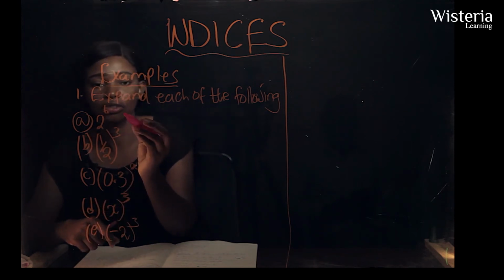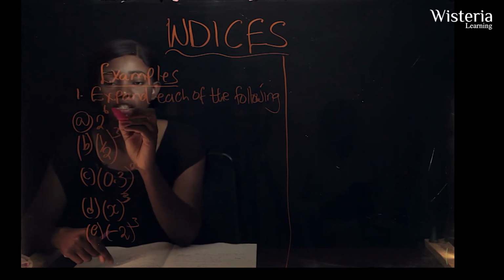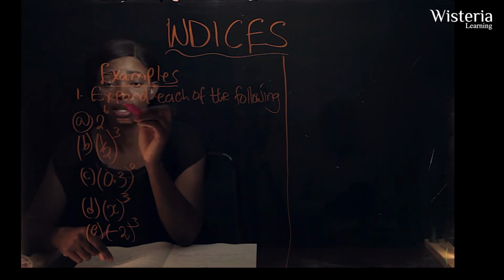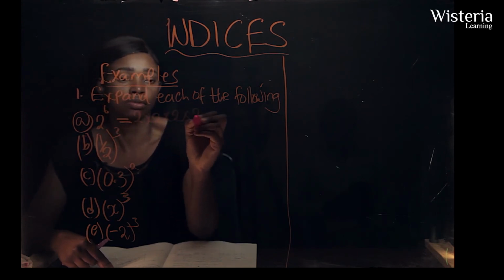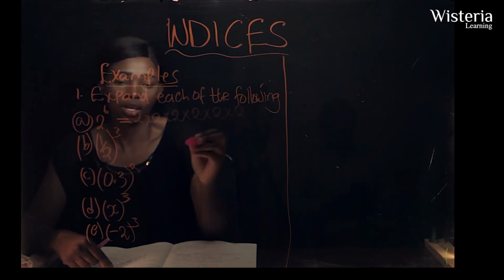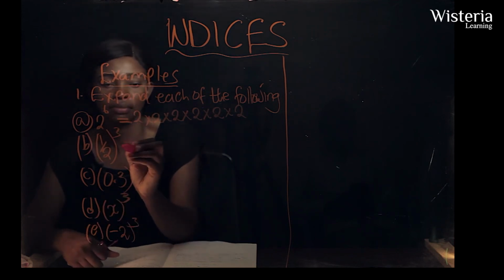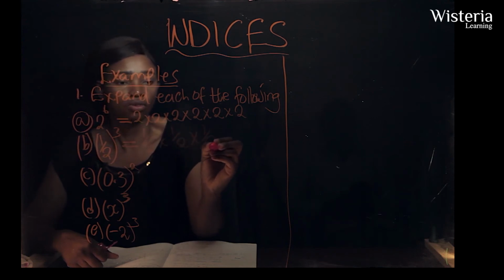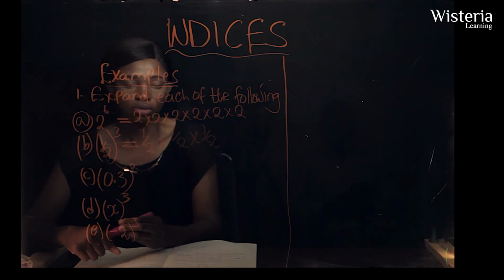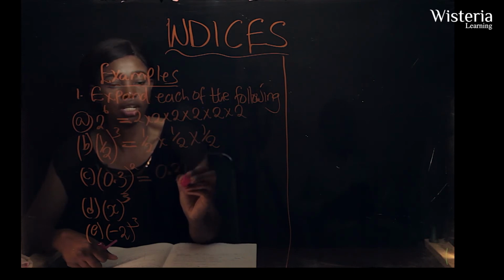Okay, so to expand 2 to the power 6, we'll just write: this 2 is the base, 6 is the exponent or the power or the index, meaning it is telling us how many times we're going to multiply this 2. So it will be 2 times 2 times 2 times 2 times 2 times 2. We've expanded. Then half to the power 3 means 1 over 2 times 1 over 2 times 1 over 2, like that. Then 0.3 to the power 2 is telling us how many times we're going to multiply 0.3.